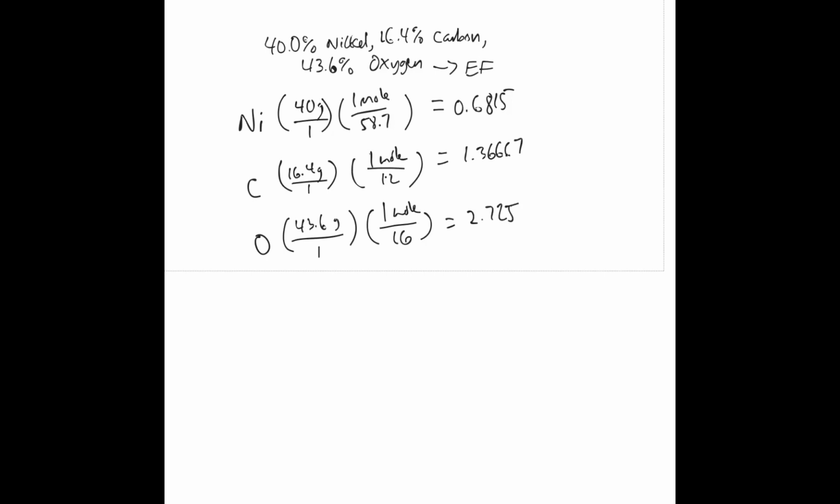All right, so from here you want to identify the lowest value here, right? Because you're trying to find a ratio, and so in order to get that ratio and get whole numbers, you want to find the lowest number in which you can divide everything else to get that ratio. So in our case, this is going to be the lowest, right? So we're going to bring everything down and divide.